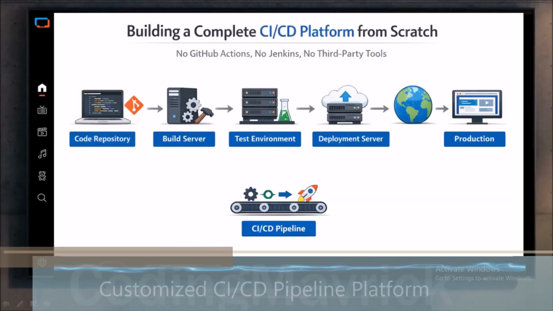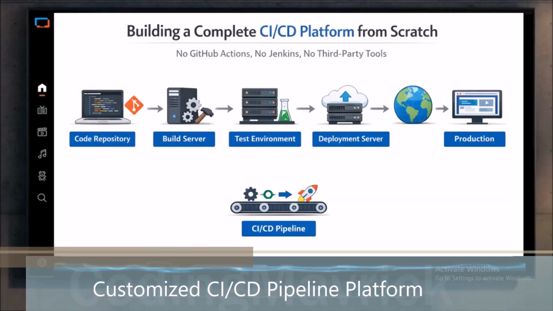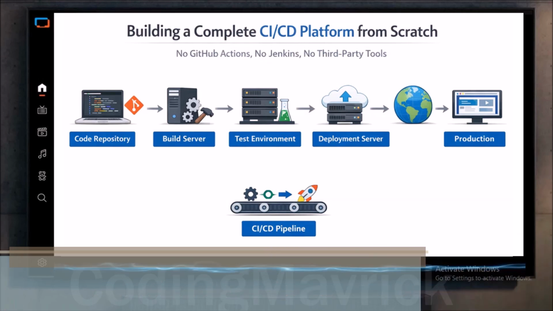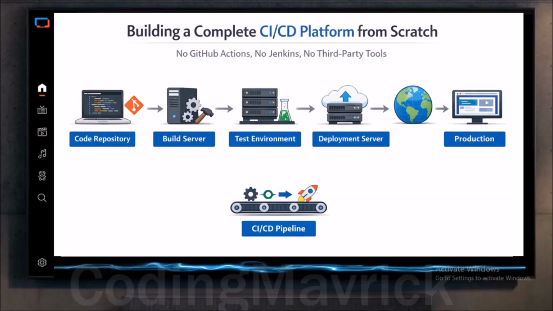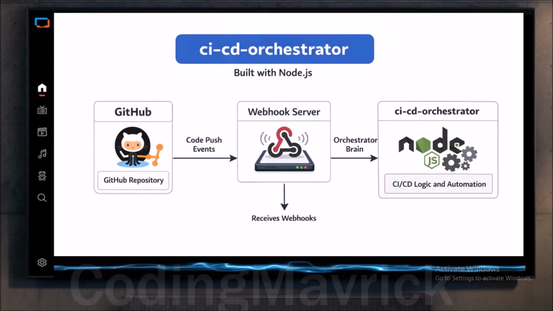Hello viewers, in this tutorial we are going to build a customized CI/CD system from scratch. It will not use GitHub Actions or Jenkins, but we will implement it through code. We will start by designing our own deployment orchestrator called CICD Orchestrator.